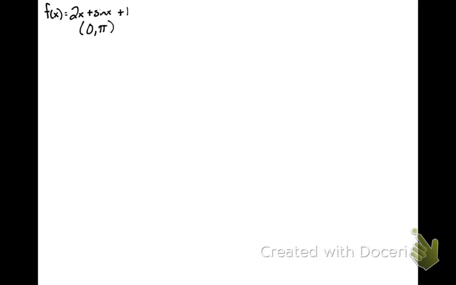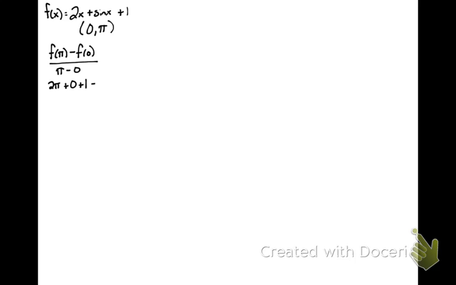Well, again, we need to relate the average rate of change. So in this case, that will be f of pi minus f of 0, right? The slope from endpoint to endpoint over pi minus 0. And f of pi, well, that would be 2 pi plus the sine of pi, which is 0, plus 1.